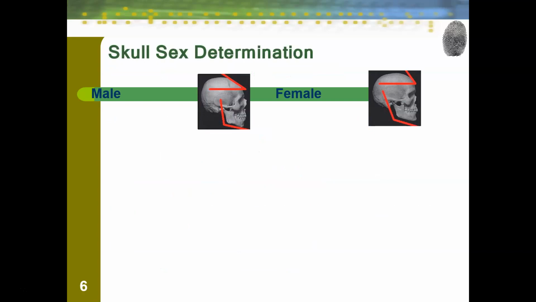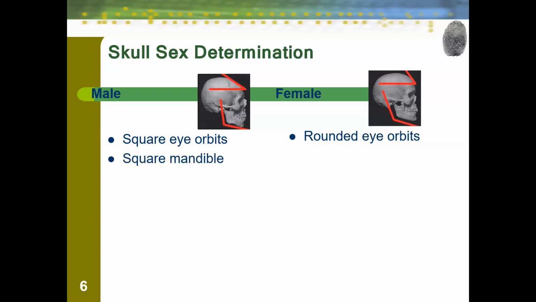So sex determination is one of the most common things to do with skeletal remains, and it's also pretty straightforward. So talking about skulls first, in the male skull, they typically have more square eye orbits. Your eye orbits are the indentions into your skull in which your eyes sit. Meanwhile, female individuals typically have more rounded eye orbits.